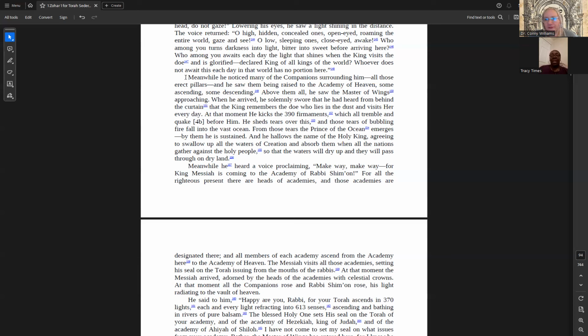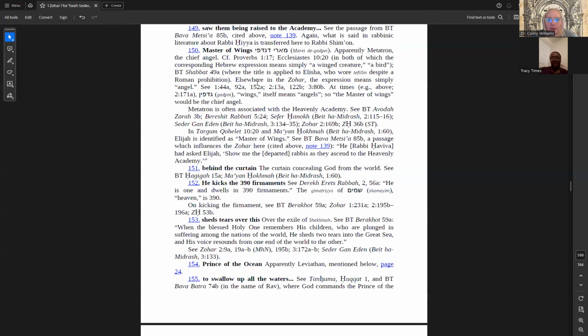Very good. Meanwhile, he noticed many of the companions surrounding him, all those erect pillars, and he saw them being raised to the academy of heaven, some ascending, some descending. Let's see what that means. 149. See the passage from the Babylonian Talmud. Again, what is said in rabbinic literature about Rabbi Chia is transferred here to Rabbi Shimeon.